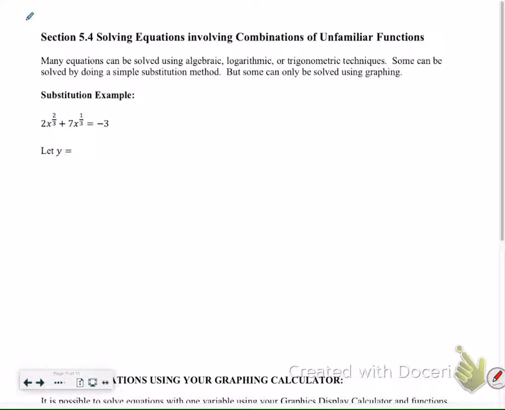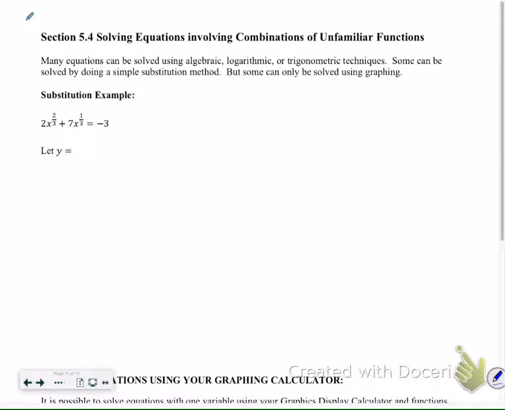Now, some things can be solved algebraically, and that's the best method to do. Algebraic, logarithmic, or trigonometric techniques will give you the most exact answer, whereas graphing does not. So, for example, we could solve this first example here using the calculator. We would type those powers in. Whenever you have a fraction power, you do want to put it in a parenthesis, but we could type that in.